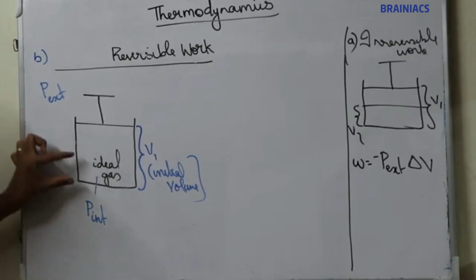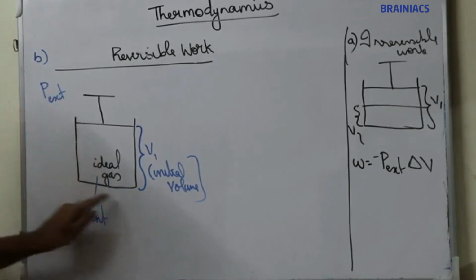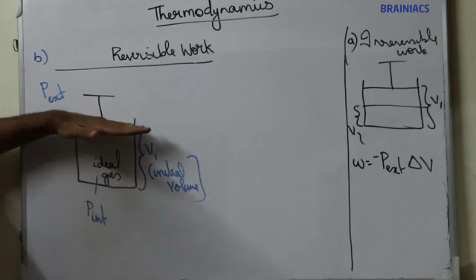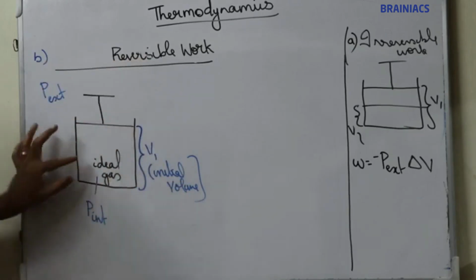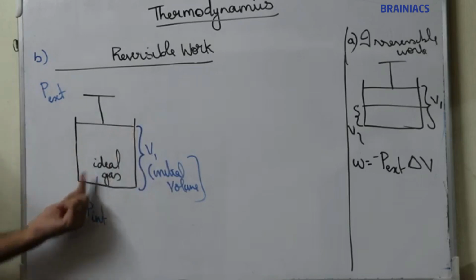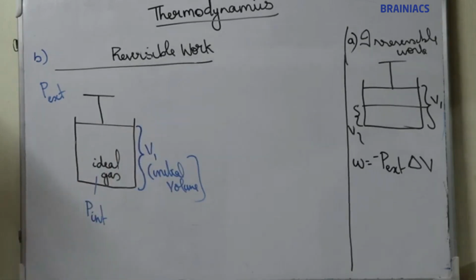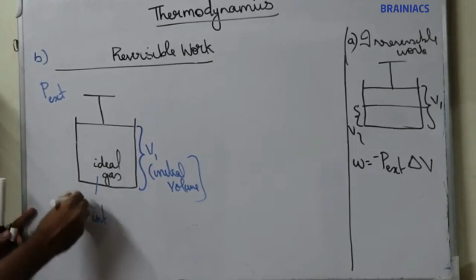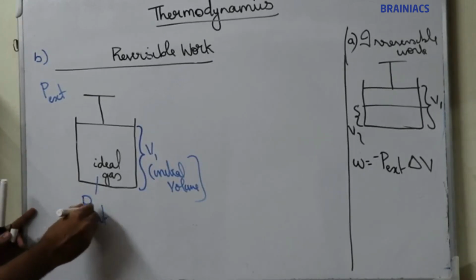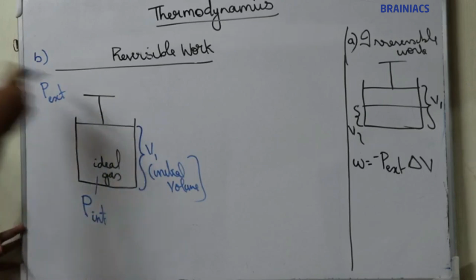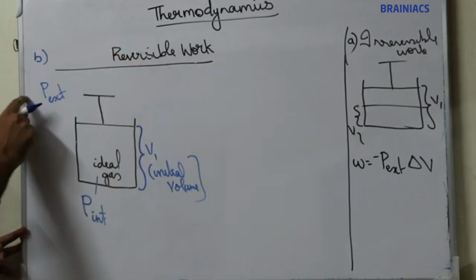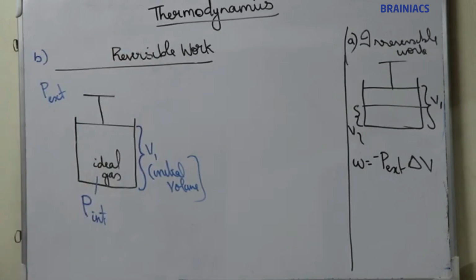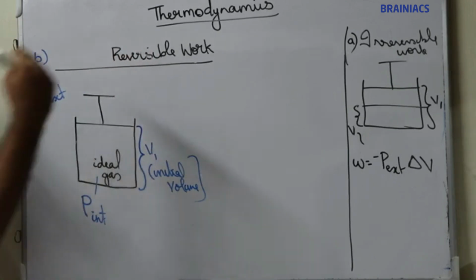So, an ideal gas is filled in a cylinder fitted with a frictionless movable piston. Let V1 be the initial volume of ideal gas and let P internal be the pressure inside the cylinder. Now, let P external be the external pressure, that is pressure outside the system.